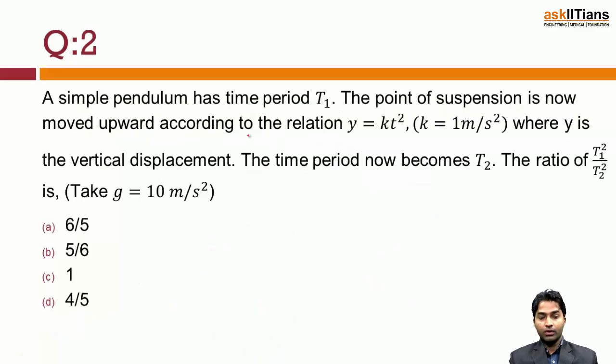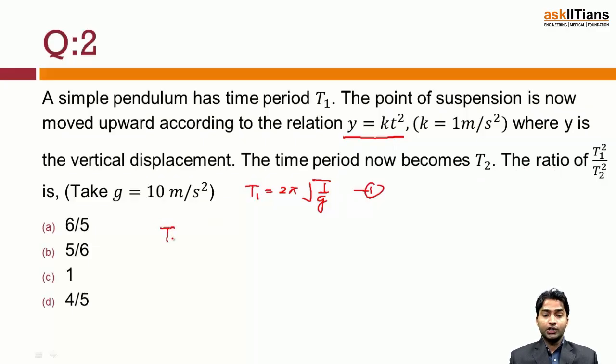In question 2, a simple pendulum has time period T1. For a simple pendulum, T is equal to 2 pi under root of L upon g, case 1. The point of suspension is now moved upward according to the displacement y equal to k t square, where the value of k is 1 meter per second square, and y is the vertical displacement. We have to find out the time period T2 and then the ratio T1 upon T2 whole square.